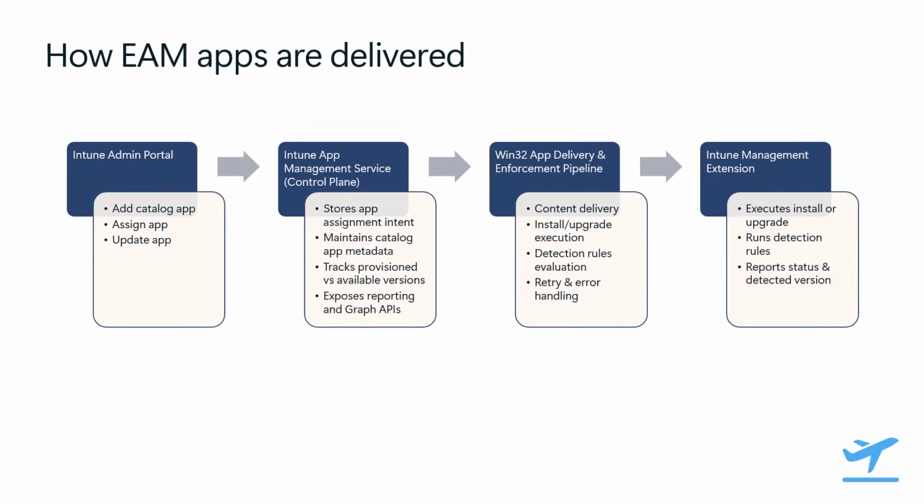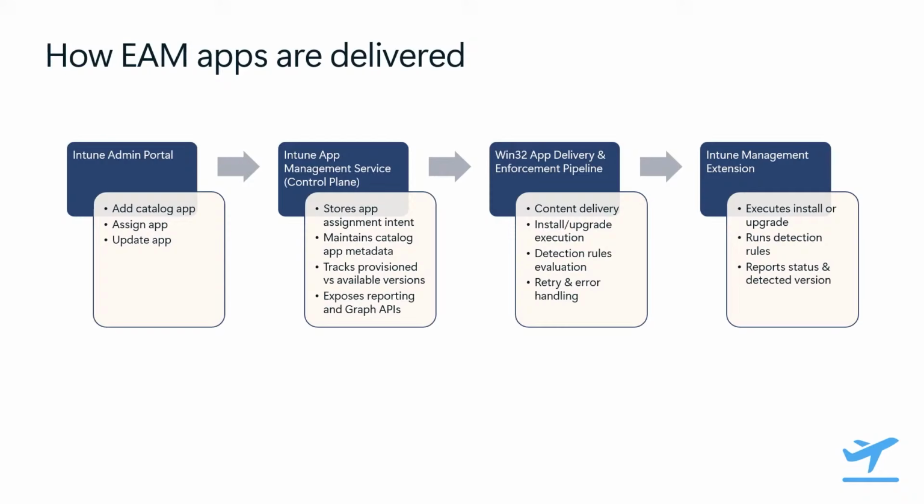On the control plane side, Intune consumes catalog metadata that describes each app version, including install commands, uninstall commands, detection logic, requirements, and supported configurations. This metadata is validated and normalized before it ever shows up on your tenant, which is why catalog apps behave consistently across tenants. On the data plane side, once an app is assigned, it flows through the same Win32 app delivery and enforcement pipeline you already rely on today.